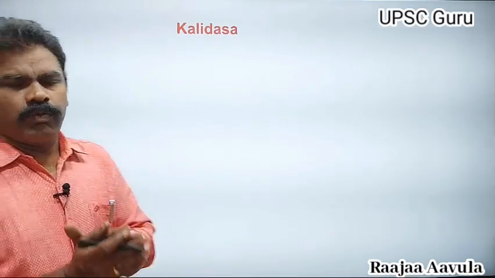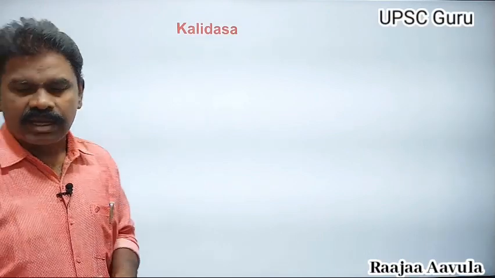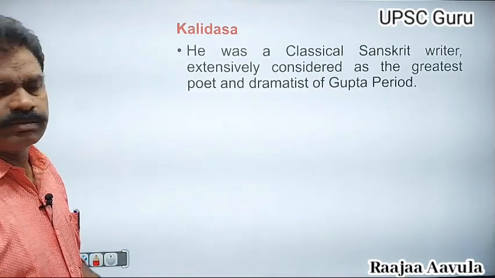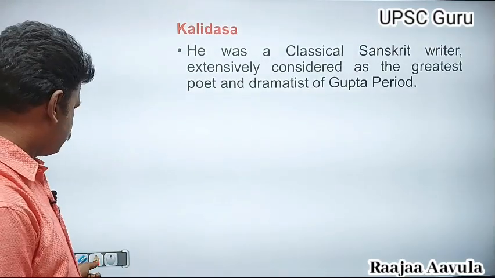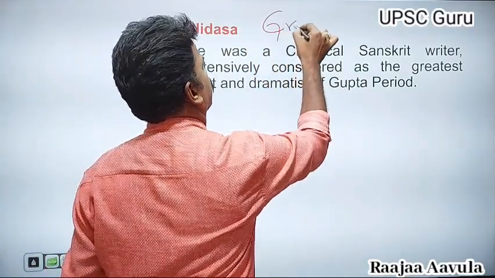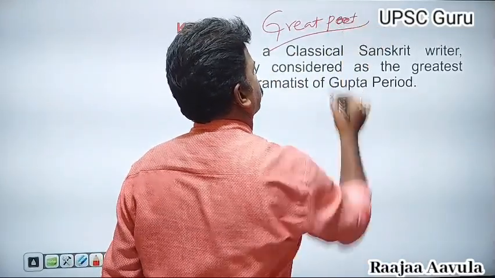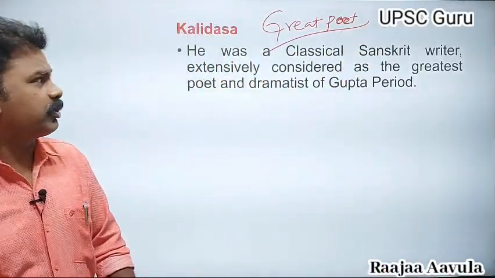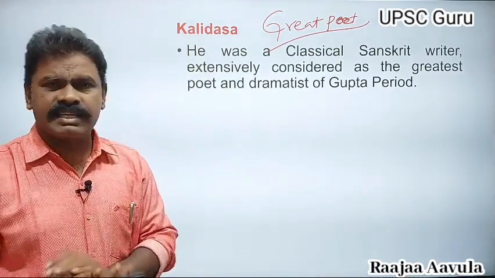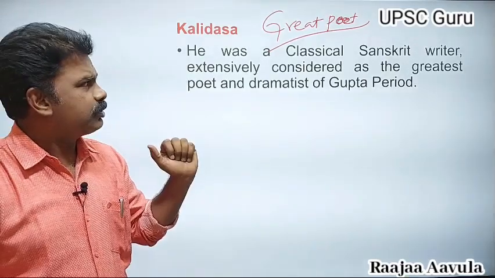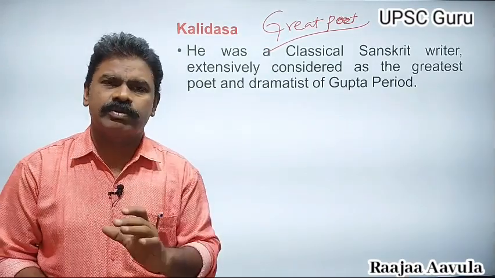First, we come across the poets of this period. The famous poet is called Kalidas. He was called Mahakavi Kalidas. Mahakavi means great poet. Mahakavi Kalidas, the great poet of the Gupta's period. He was a classical Sanskrit writer, extensively considered as the greatest poet and dramatist of the Gupta's period.